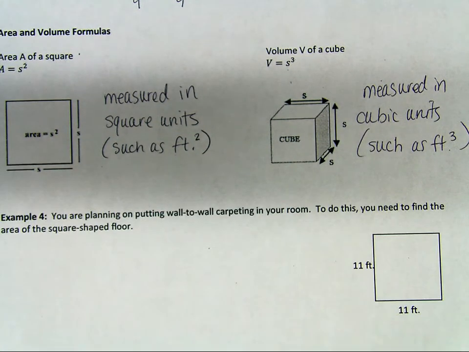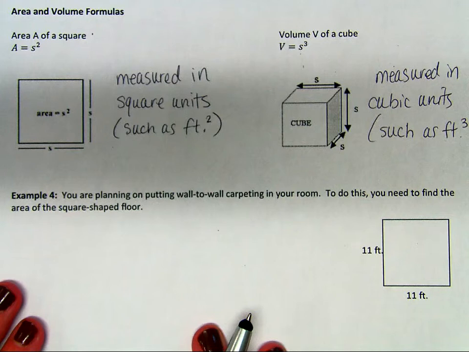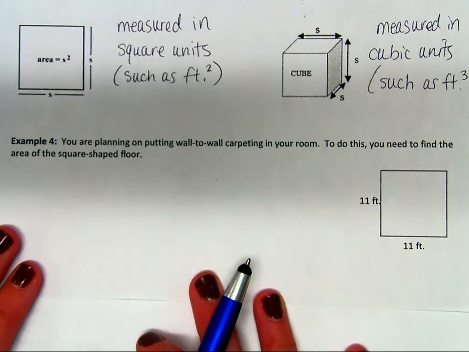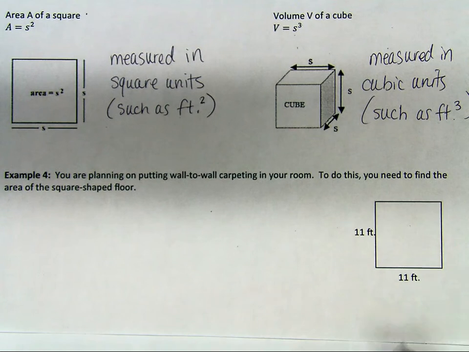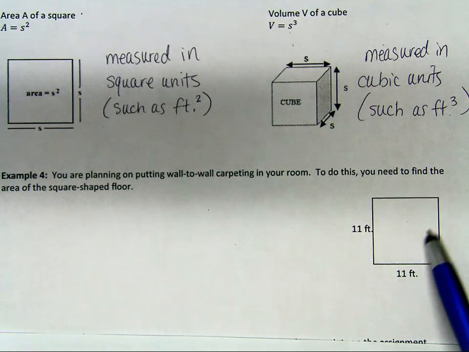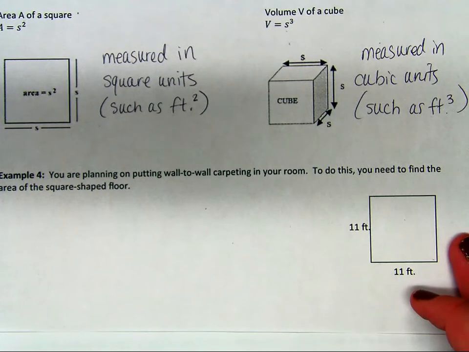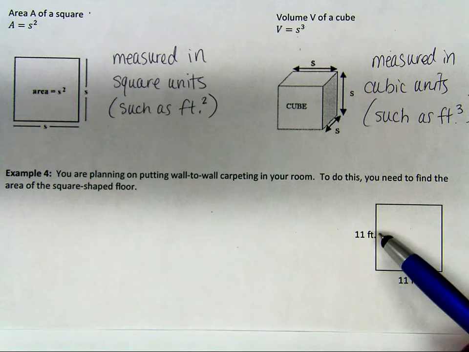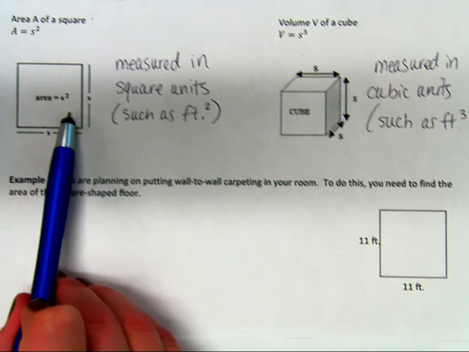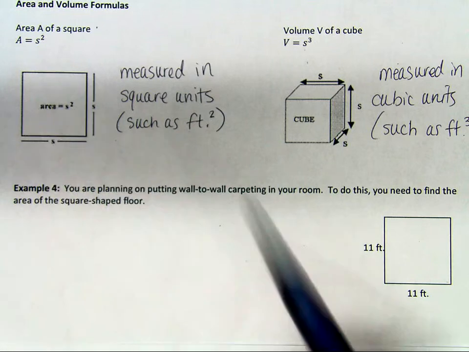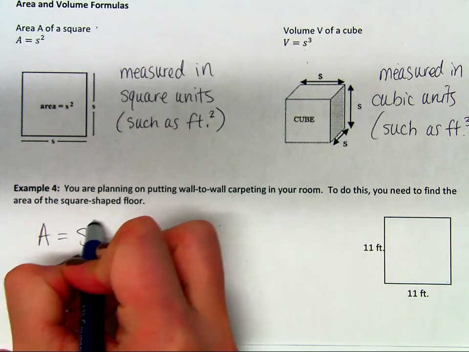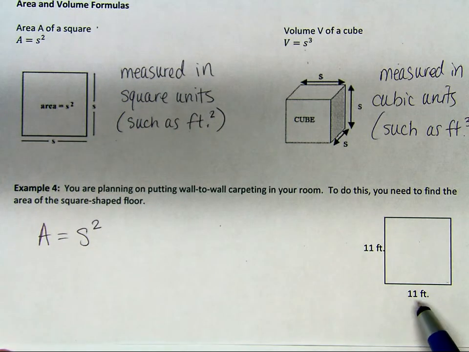Okay, so with that in mind, we're going to do example 4. It says you're planning on putting wall-to-wall carpeting in your room. To do this, you need to find the area of the square-shaped floor. So I'm given this square, and I need to find the area of it. To find the area, we go up to our formula here. It's simply the length of a side, squared. So the area equals s squared. In this case, my s is 11 feet.